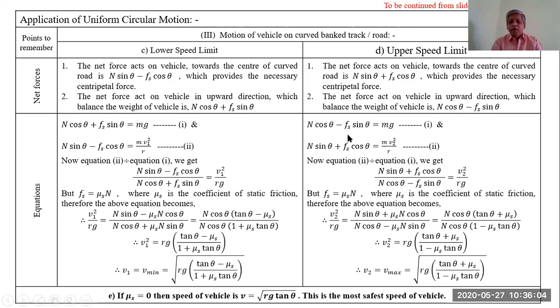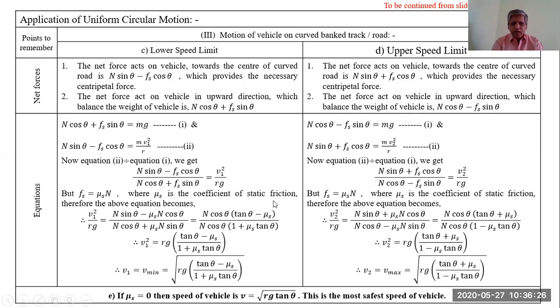This can be written in these equations, and we solve these equations to find V square, and V is the maximum speed. This is the expression for the maximum speed. Similarly, solve it just like this for the lower speed limit.